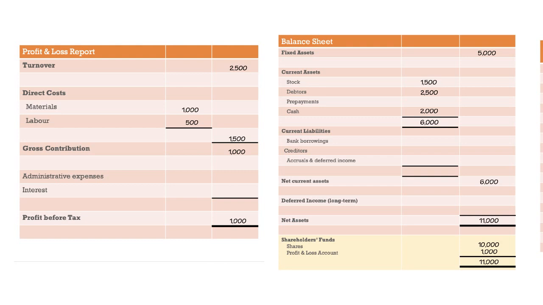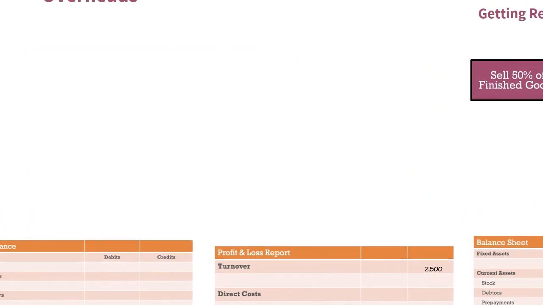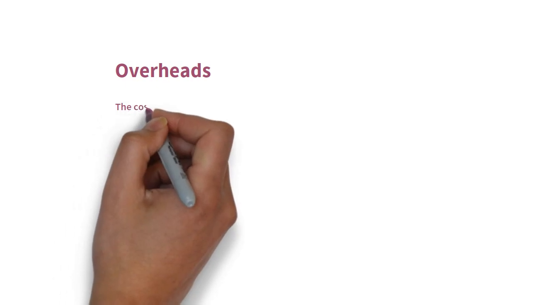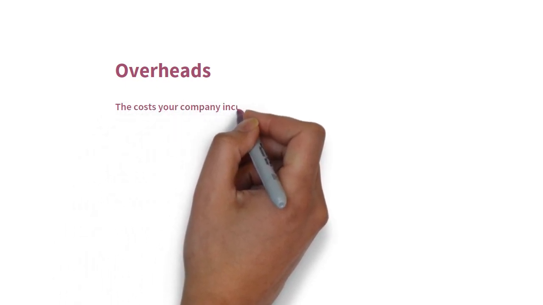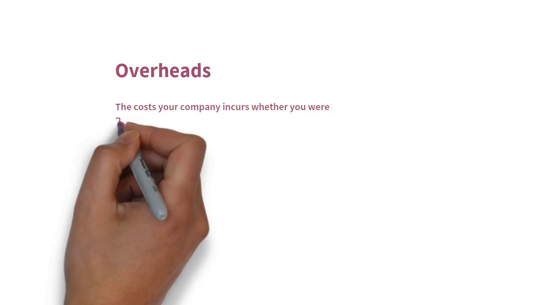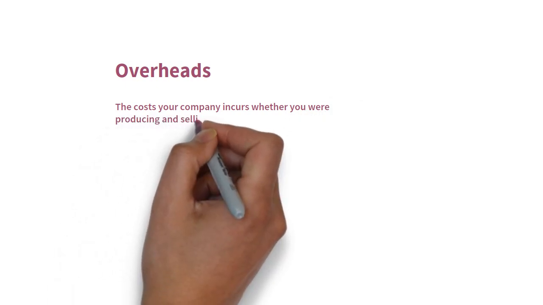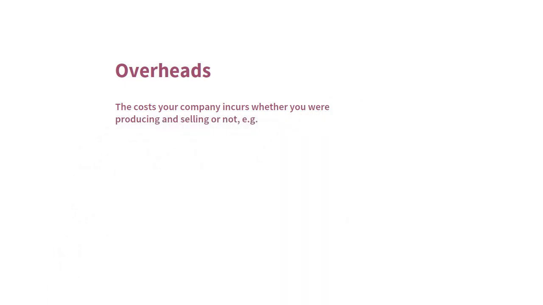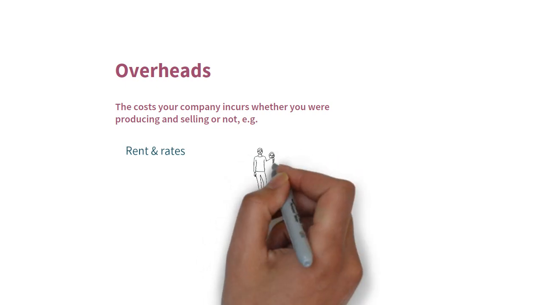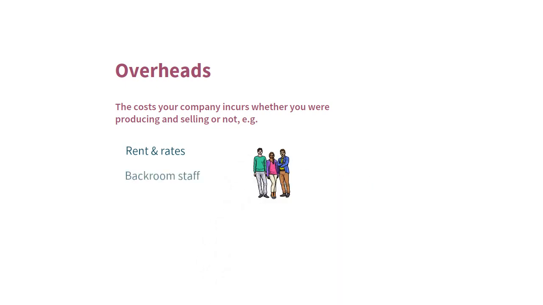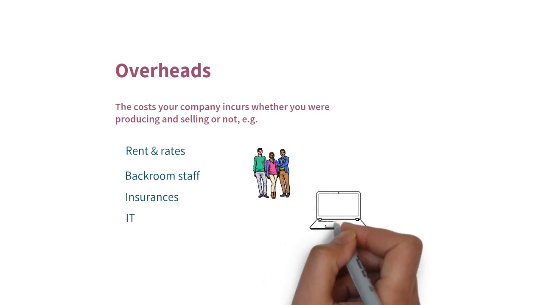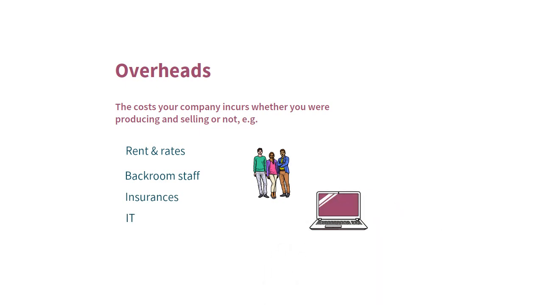We referred to gross contribution when we were looking at the profit and loss account. That's a contribution to our profit, but we do have the costs, those direct costs that are there whether your company is producing and selling or not. Costs such as rent and rates, the cost of your backroom staff, insurances, your IT costs, and so on. In other words, your overheads. Let's put some overheads through the accounts package so that we complete the exercise.